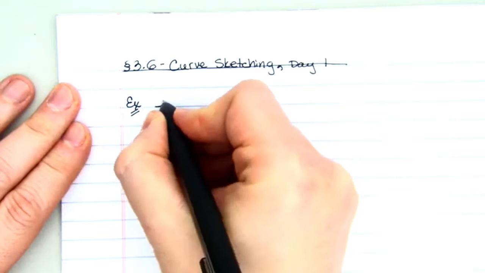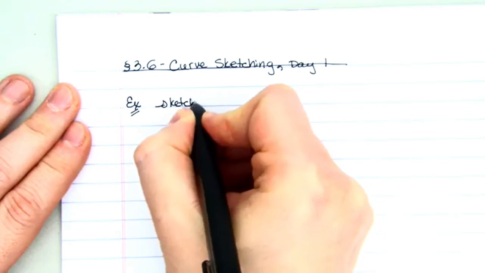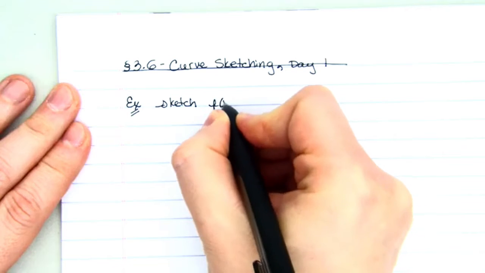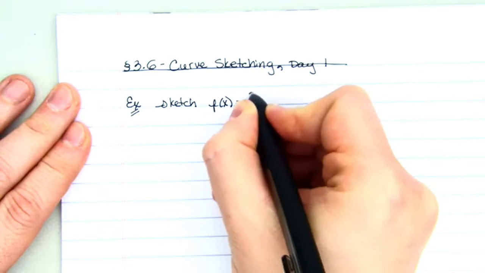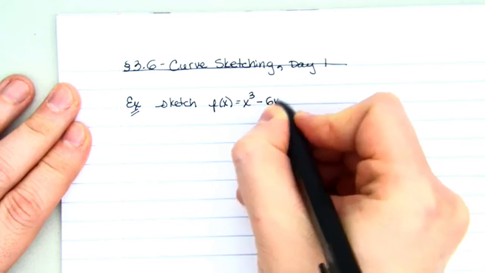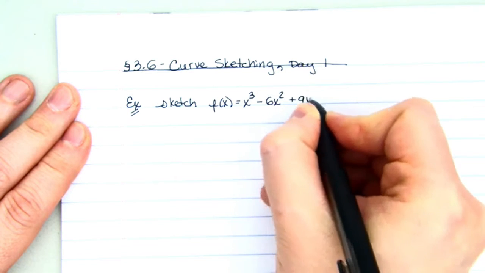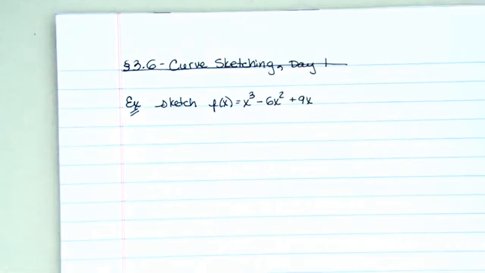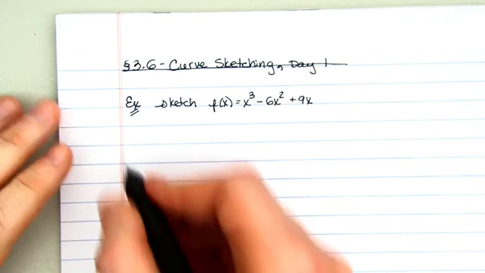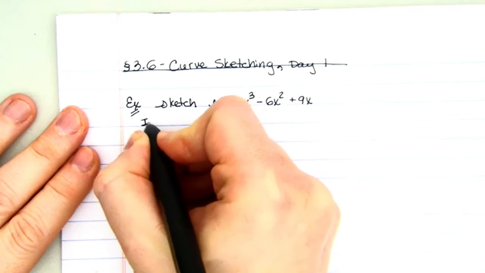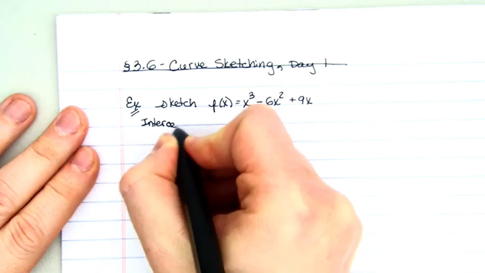I have 2 examples we're going to take a look at. And for our first one, we're going to sketch the function f of x equals x to the third minus 6x squared plus 9x. Now, to get us started with this, if it's easy to find the x-intercepts and the y-intercepts, I'm going to find them just because they're additional points that my graph is going to go through. If it's not easy to find them, I'm not going to bother. But in this one, they will be easy enough. I'm going to start by finding my x and y-intercepts.